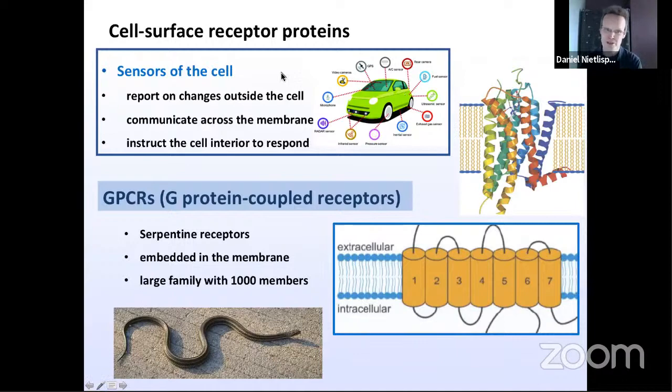Now, these receptor proteins are really the sensors of the cells. They report on changes on the outside of the cell. They communicate this change across the membrane, and then they instruct the interior of the cell to respond to that particular challenge. And one special and very, very large group of these receptors is called G-protein coupled receptors, abbreviated GPCRs. These receptors are also called serpentine receptors because they snake their way multiple times across the membrane. And they represent a very large family of proteins with over 1,000 members in humans.